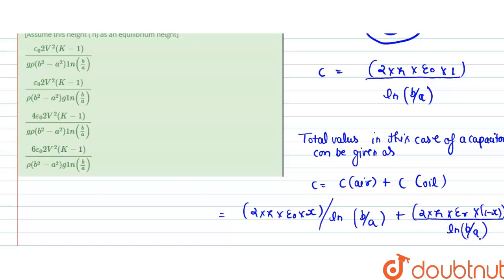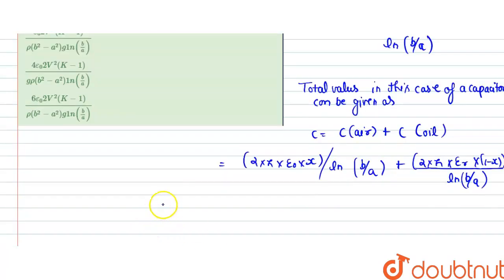After the addition we get the value 2 pi epsilon naught into [(epsilon R minus 1) into x plus 1], whole divided by ln B by A. The equations follow the fact that the two capacitors are placed in parallel.